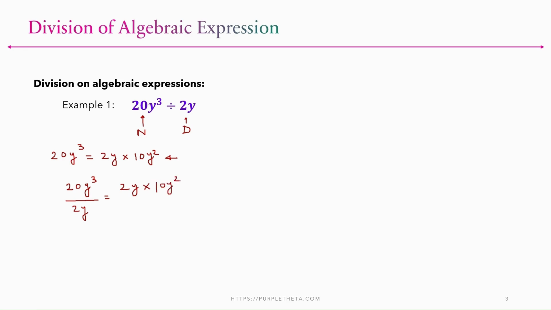20y cube, as we have seen, it can be written as 2y multiplied by 10y square, and at the denominator's place we have 2y. So here also we have 2y in numerator and 2y in the denominator both, right? So the similar term 2y will cancel each other, and the final answer is 10y square. So when we divide 20y cube by 2y, we get 10y square. Okay, so shall we take one more example?